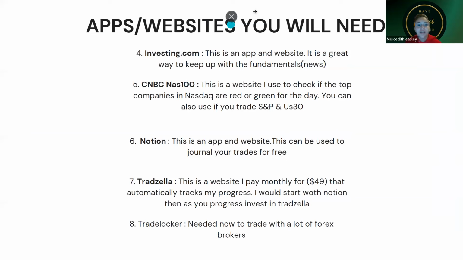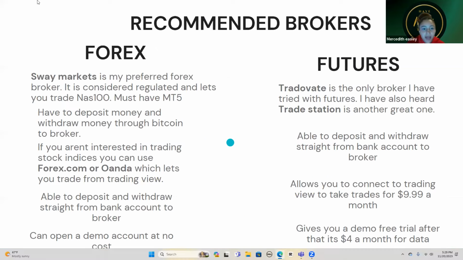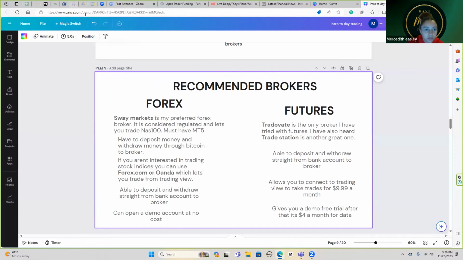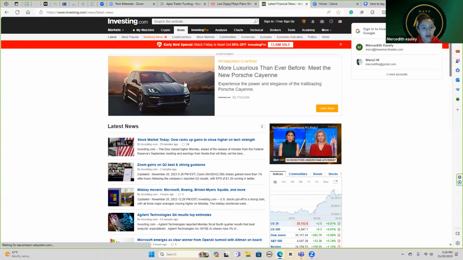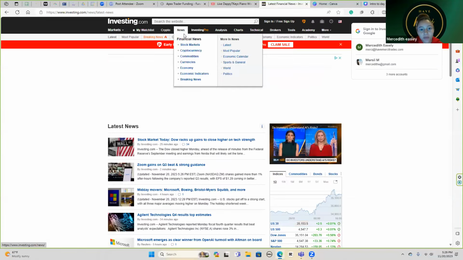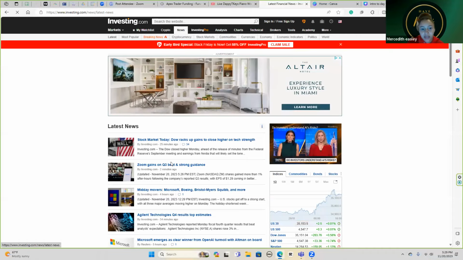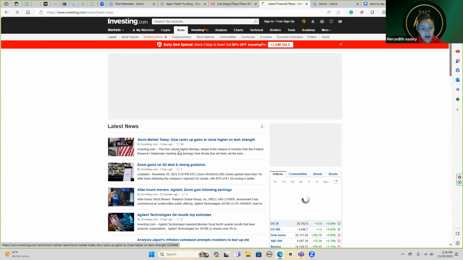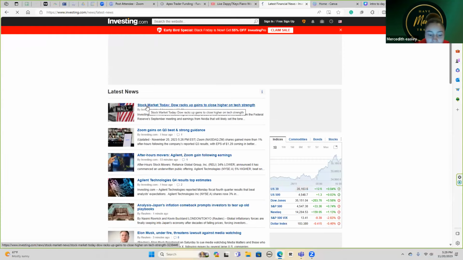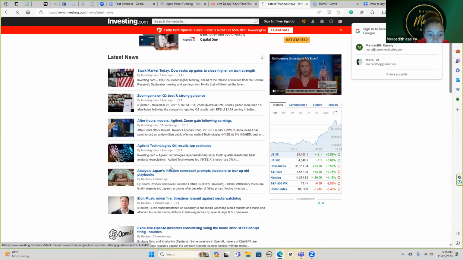Investing.com. This is an app, but it's also a website. It is a great way to keep up with the fundamentals, which is news. Fundamentals is news, and technicals is marking up your charts. So let's go to investing.com. You want to go to news, and then latest. I want to look at anything in regards to the stock market, because I know that has to do with NAS.